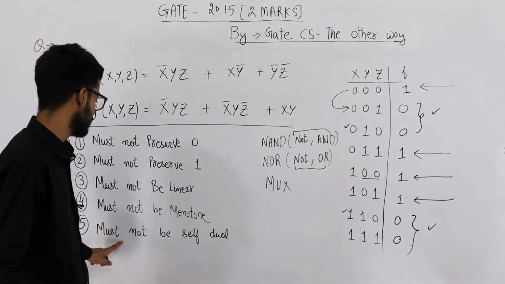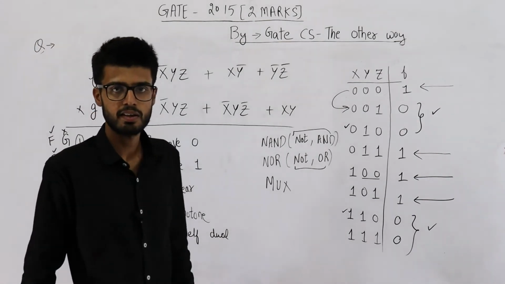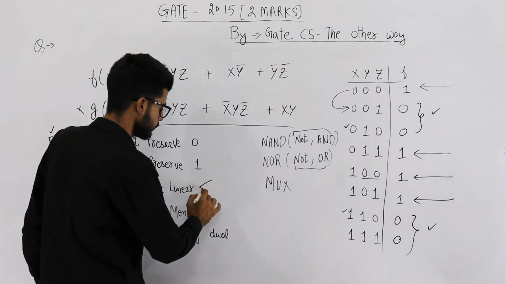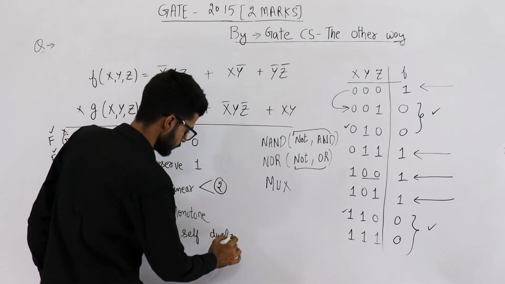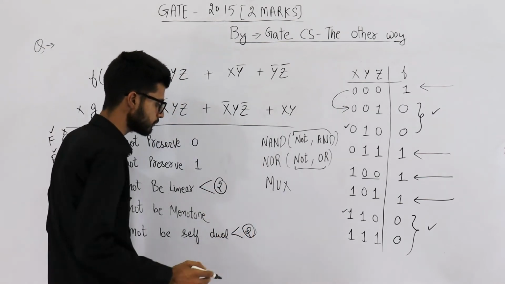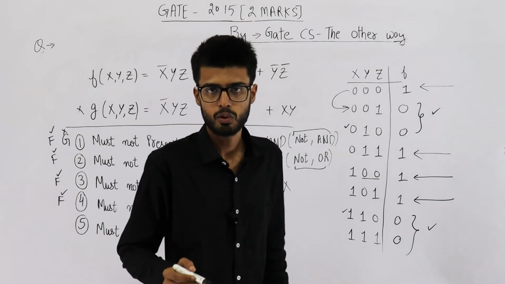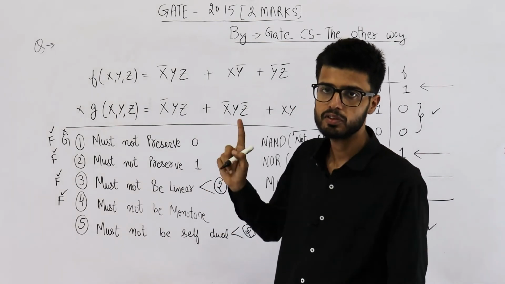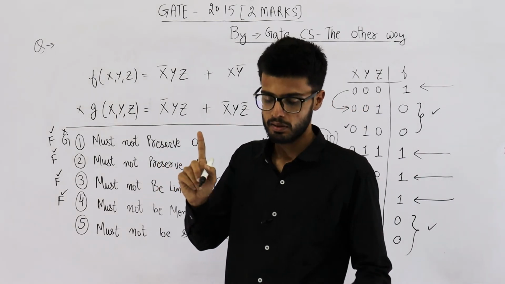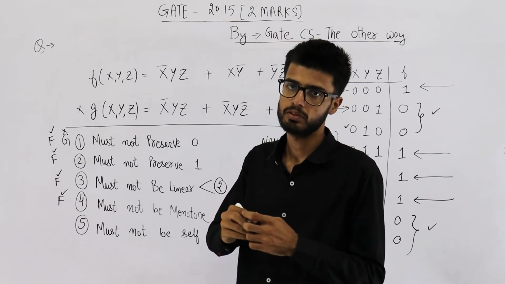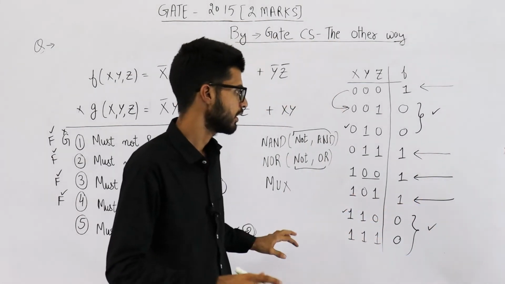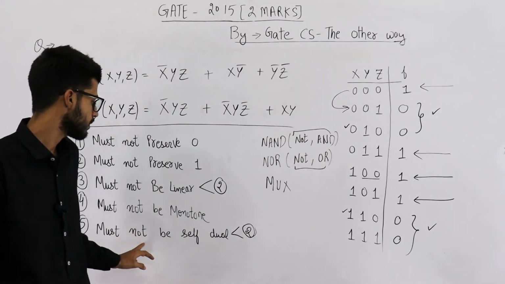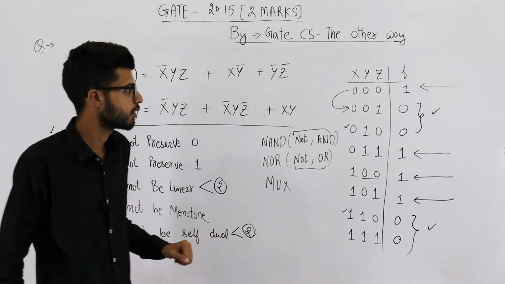Last point is it must not be self-dual. For declaring a function self-dual, there are 2 points again. Linear also had 2 points. Okay. Here also you need to prove 2 points. So if you want to prove a function is self-dual, what needs to be done? First point is it must have the same number of minterms and maxterms. If the number of minterms and maxterms are different, we can simply declare it is not a self-dual function and this question will be done.